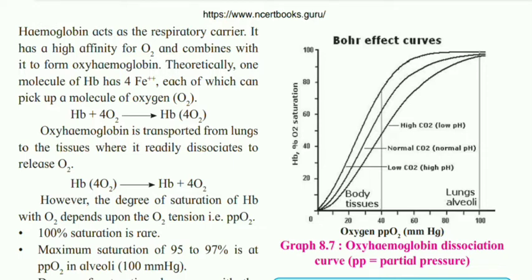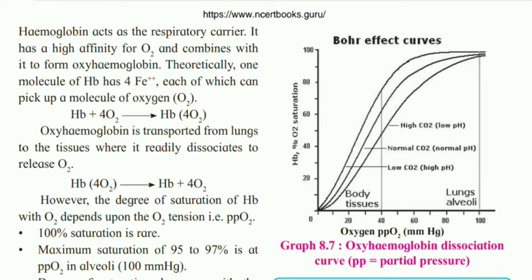So oxygen and hemoglobin are true partners. They cannot live without each other. So they form a compound, a molecule, that is oxyhemoglobin. Theoretically, one molecule of Hb has 4 Fe++, each of which can pick up a molecule of oxygen. So here is the reaction: hemoglobin plus 4O2 gives Hb(O2)4.